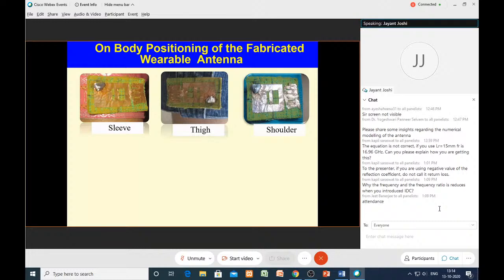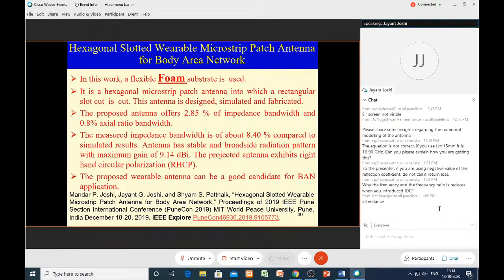So this is another antenna. In the month of November and December, one of my research colleagues, Mr. Mandar Joshi, developed it. One fine morning he told me, sir, can we think of foam? I told him, yes, go ahead. We will work with this. Let us see what the results will be.